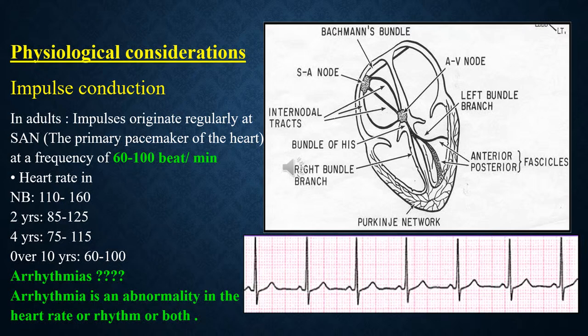So we have the normal pacemaker of the heart, which is the SA node. The SA node normally discharges from 60 to 100 beats per minute in adults, and this rate is a little bit higher in newborns and young children. In newborns it is 110 to 160, and the heart rate decreases until over 10 years of age, when it will be from 60 to 100 beats per minute. After this, we can record this electrical activity of the heart by what's called ECG, or electrocardiogram.